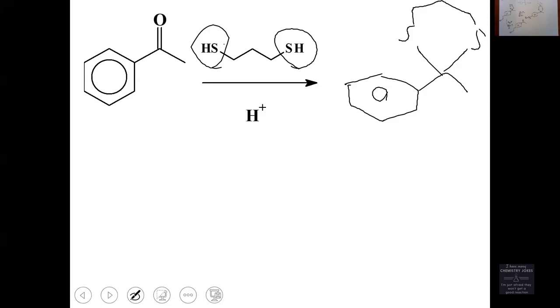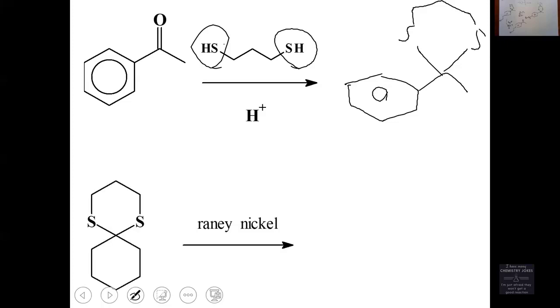You could draw the mechanism for it officially. What's cool about those dithiane molecules is they can be reduced with Raney nickel. Raney nickel causes that dithiane to completely disappear. We won't talk about the method of how that happens, but it's a cool little nugget of information that it does happen. Okay, ta-ta.